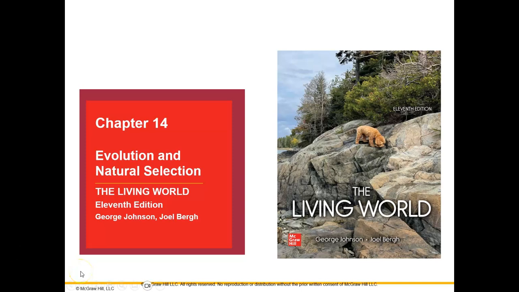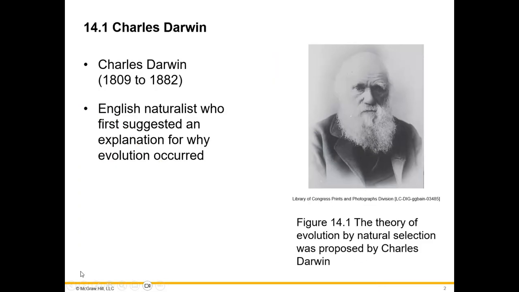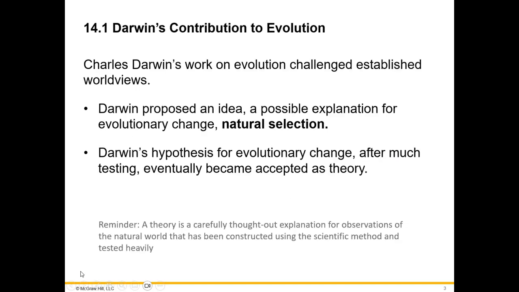Chapter 14 goes over evolution and natural selection. We start by introducing Charles Darwin, who was born in 1809 and lived until 1882. He was an English naturalist who was the first to suggest an explanation for why evolution occurred. Charles Darwin's work on evolution challenged the established worldviews.